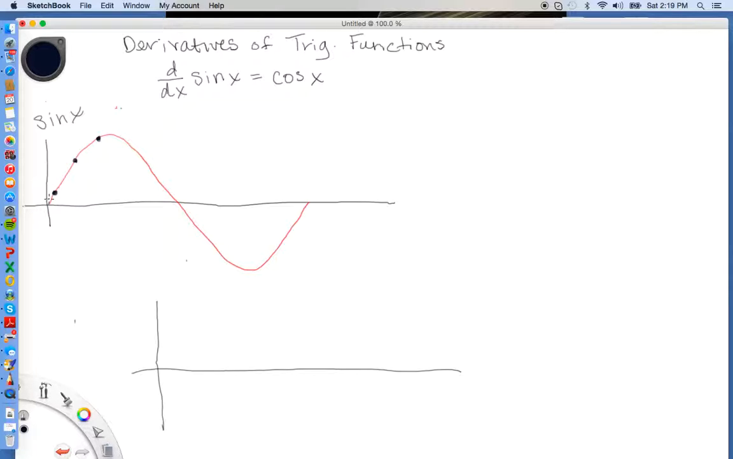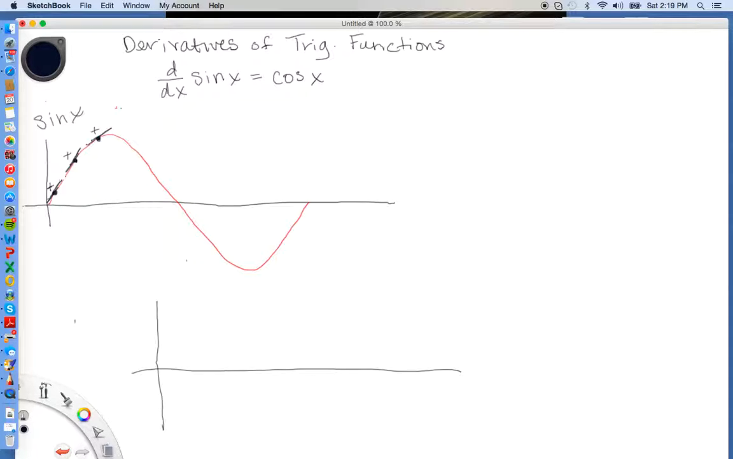Let's start with this point here. If I were to draw a line tangent to this point, you'll see that the slope is positive. It's sloping in a positive direction, right? And how about this point here? The slope of a line here, also positive, right? This point, also positive.